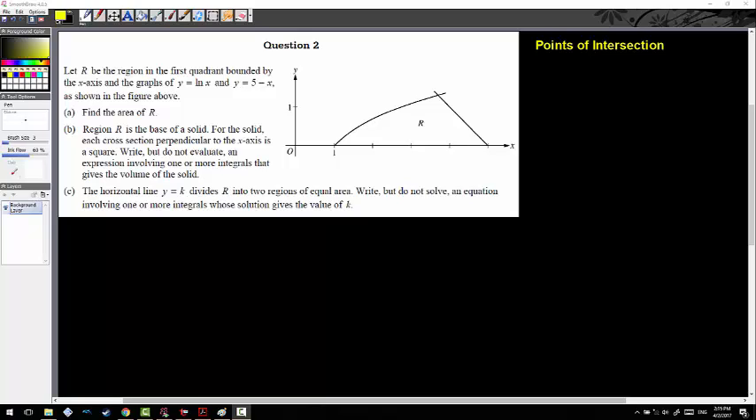Alright, let's go and take a look at question number 2. Let region R be the region in the first quadrant bounded by the x-axis and the graphs of ln of x and 5 minus x shown in the figure above. Find the area of R.